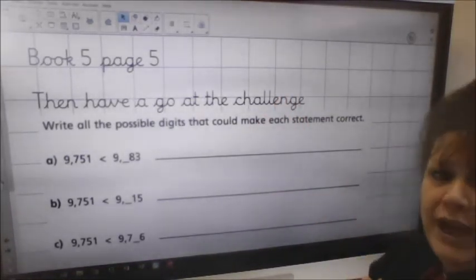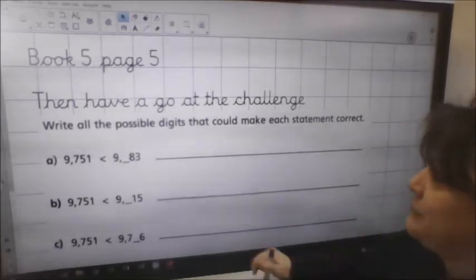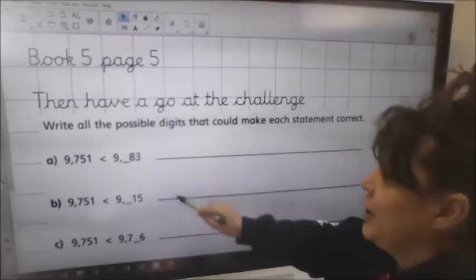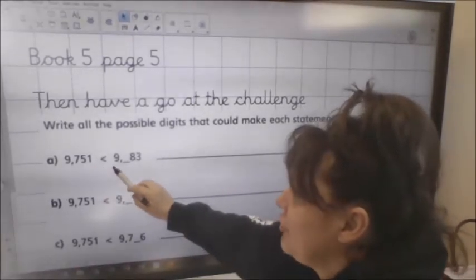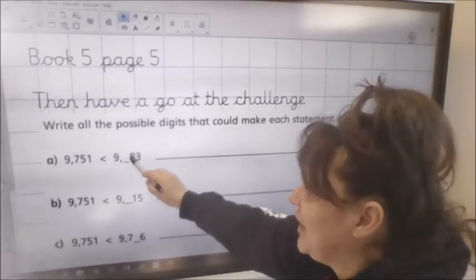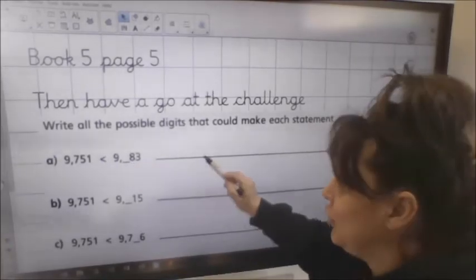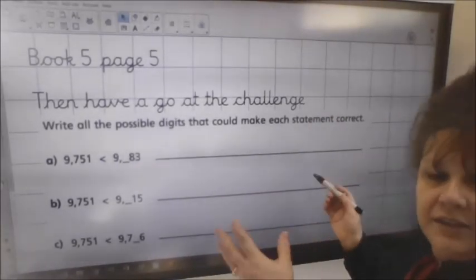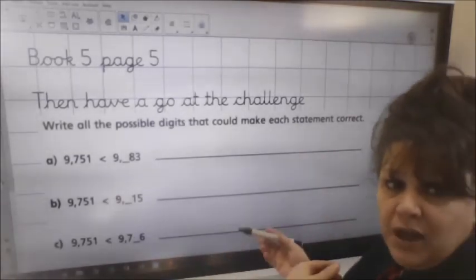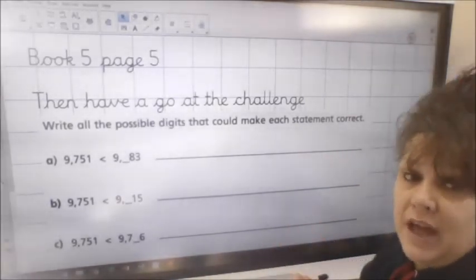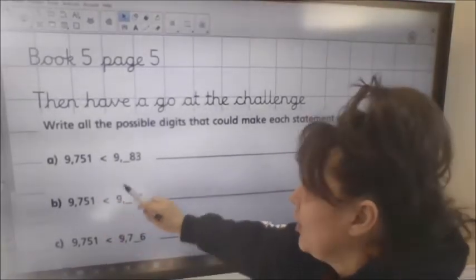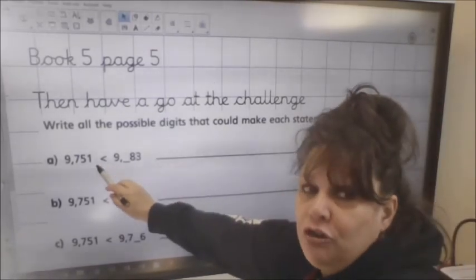Then you've got a little challenge here. So you've got to write all the possible digits that could make each statement correct. So I've got that this number is smaller than this one. So what digits could go in here? So you need to write the little number sentences here. So there might be 1, there might be 2, there might be even 3, there might be more than that. You just have a little look, okay? But remember, it's got to make sense. So this number has got to be larger than that one.